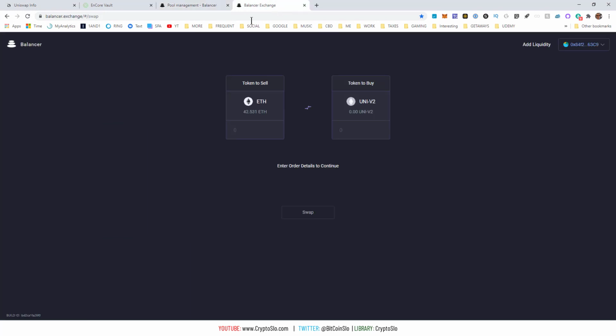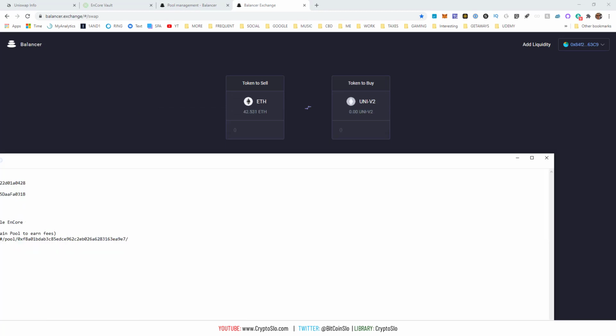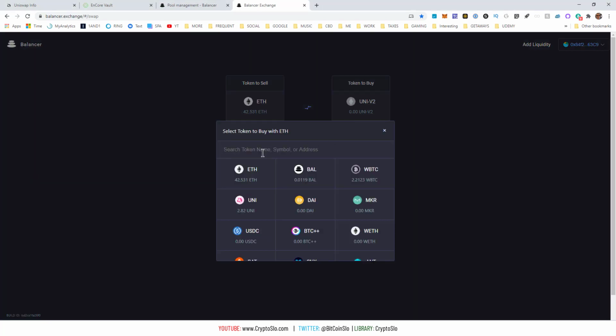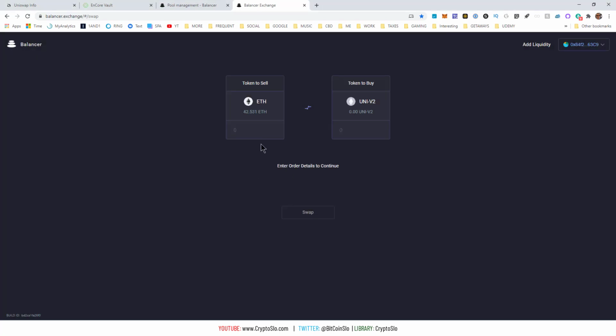Anyways, with that being said, if you want to buy the LP token and then stake it on the vault, or you just want to trade it speculatively, what you do is you go over to the Balancer swap, and then you actually take the LP token address and you add it, okay, and then you can buy or sell the LP token and vice versa on Balancer, which is a router just like Uniswap.